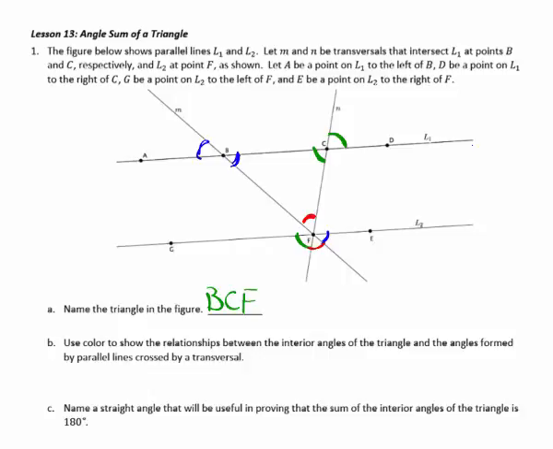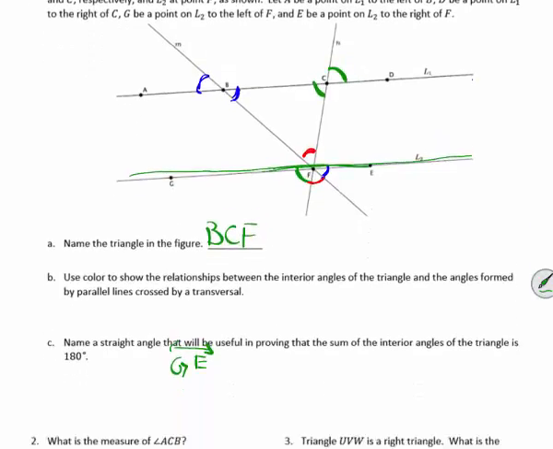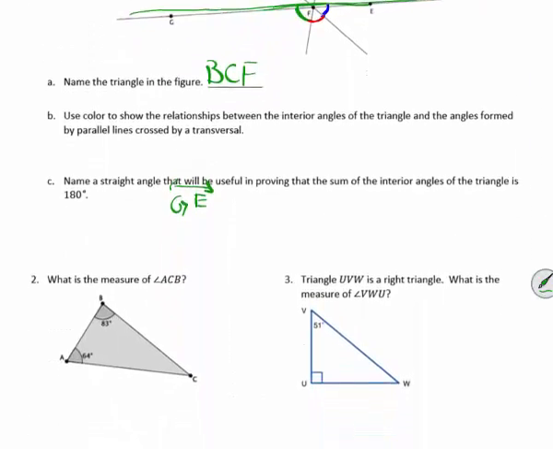name a straight angle that will be useful in proving that the sum of the interior angles of a triangle is 180 degrees. Well, right here, I have all three colors on this line. I have green, I have red, I have blue. So that straight line, I think that's GE, is your straight line. We know from last year this is 180 degrees. It has all three colors. The triangle has all three colors, which is how we can say that the angles of the triangle are 180 degrees. So that was just trying to show you.